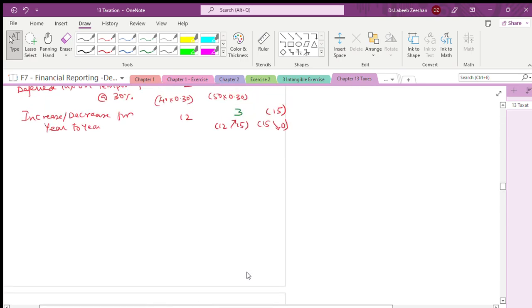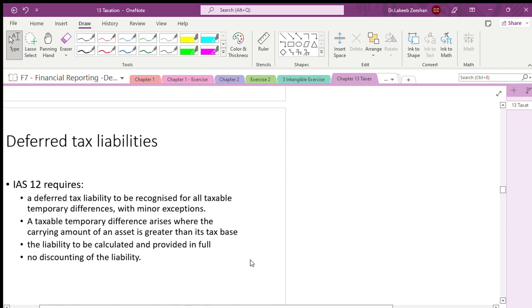We will do this, okay? Now you understand what the deferred tax is. Now we don't need anything further. The clarification has increased a little bit, though I'm not saying completely. A deferred tax liability is recognized for all taxable differences, with minor exceptions.